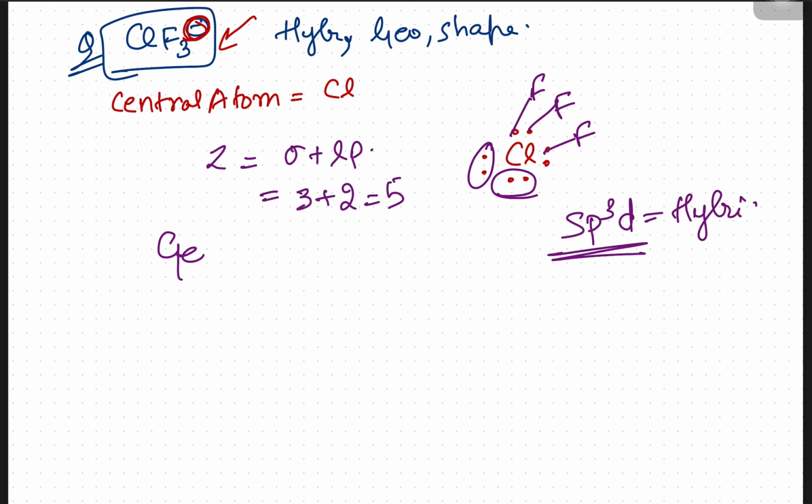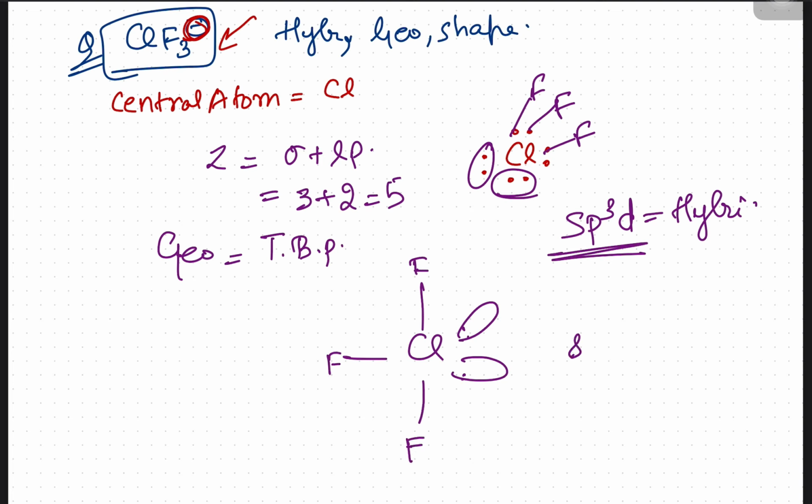So the geometry will be trigonal bipyramidal. Now 2 lone pairs, I have told you 2 lone pairs you can place like this. Now what will be the shape? Here the shape will be T shape, because in shape we do not count the lone pairs. I hope that is clear.